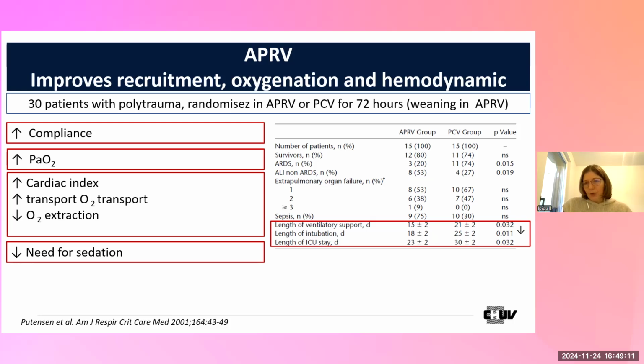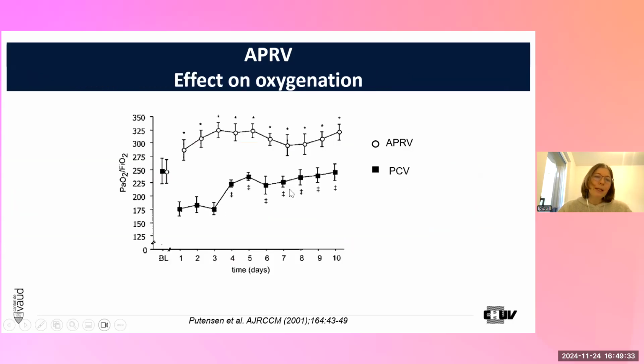Finally, in this small study, you can see that APRV was associated with a decrease in the length of ventilatory support and also of ICU stay. However, it is a small study, and of course, this has to be confirmed in bigger studies before being considered as a possible standard of care. Here you also have the effect on oxygenation, which is relatively clear in favor of APRV in this set of patients.